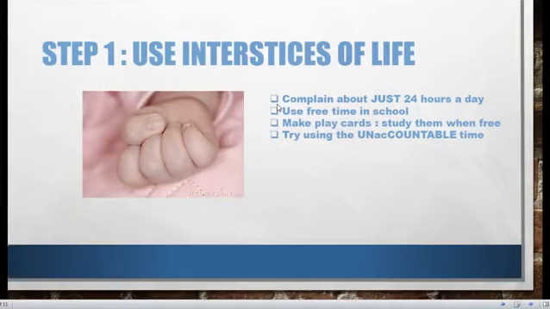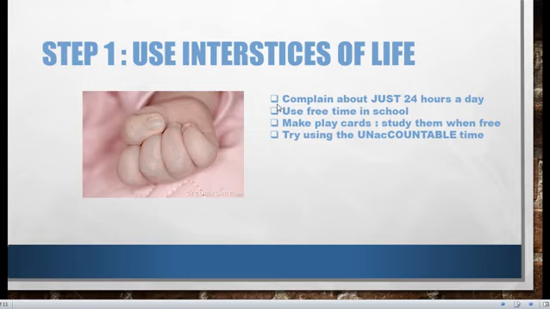In this first tip, what I can tell you is that many people I have seen keep on complaining, "I just have 24 hours a day, and it's so bad. What will I do in 24 hours a day? I have to have my lunch, I have to have my dinner, and I have to do so many things, so I'm not able to find time to study." This is the major complaint which many of you have when it comes to how to manage your time. So what I'll tell you here is you need to start using the interstices of your life.